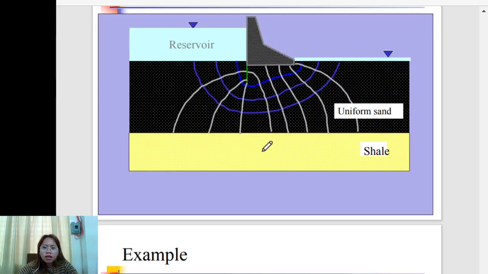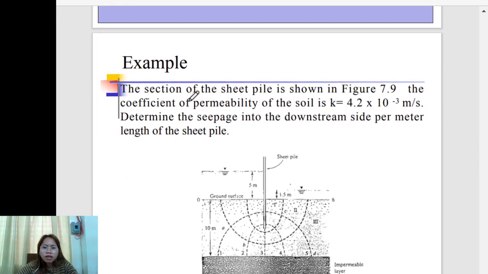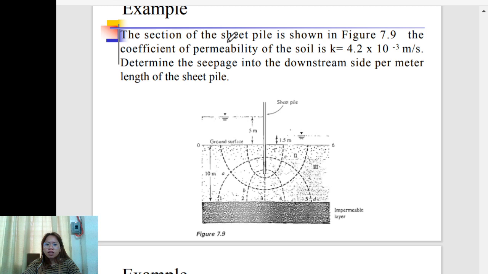I think it's better to have an example. No? Example: the section of the sheet pile is shown in the figure. The coefficient of permeability of the soil is 4.2 times 10 to the negative 3 meter per second. Excuse me. Determine the seepage into the downstream side.